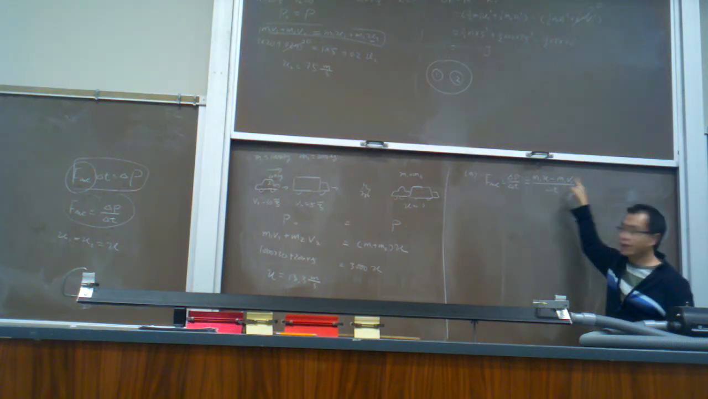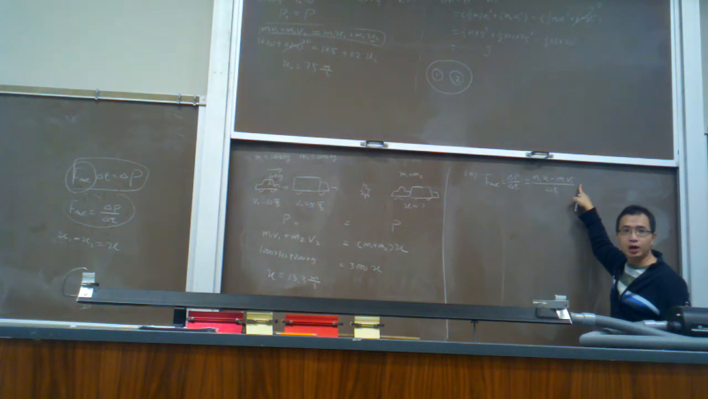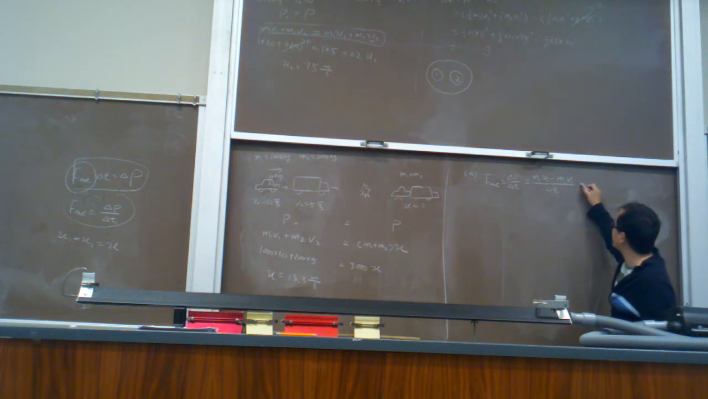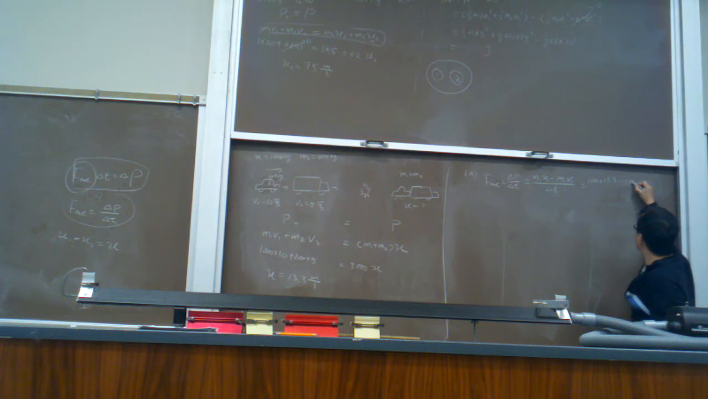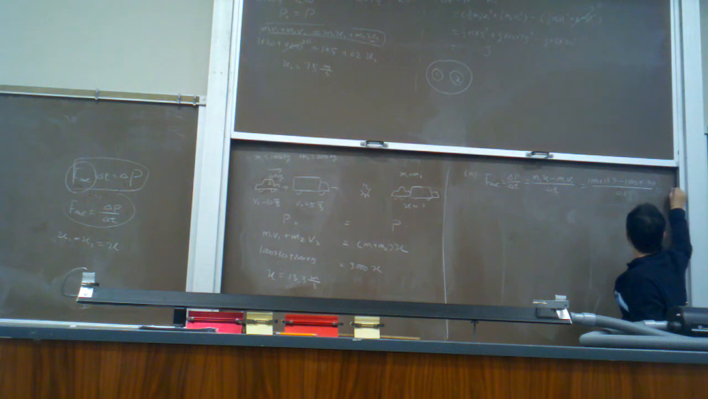U is the final velocity for the car. V1 is the initial velocity for the car. And M1 is the mass of the car. So you get 1,000 multiplied by 13.3, right? Minus 1,000 multiplied by, what's the initial velocity for the car? 30, divided by delta T. So you can get something in Newtons.